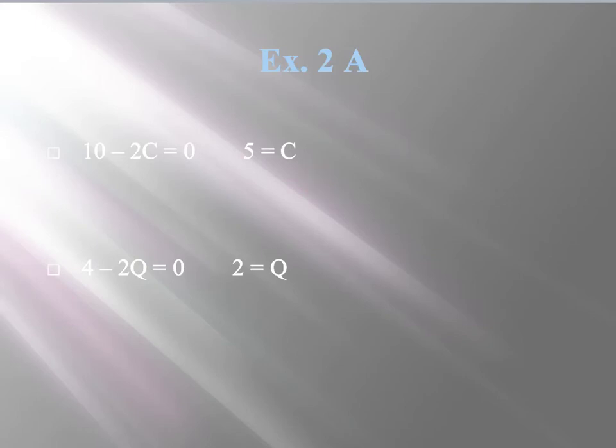For the second one, you can solve for Q. You have 4 minus 2Q equals 0. Again, you can bring the 2Q over to the other side of the equation, divide out by 2, and you should get Q is equal to 2.